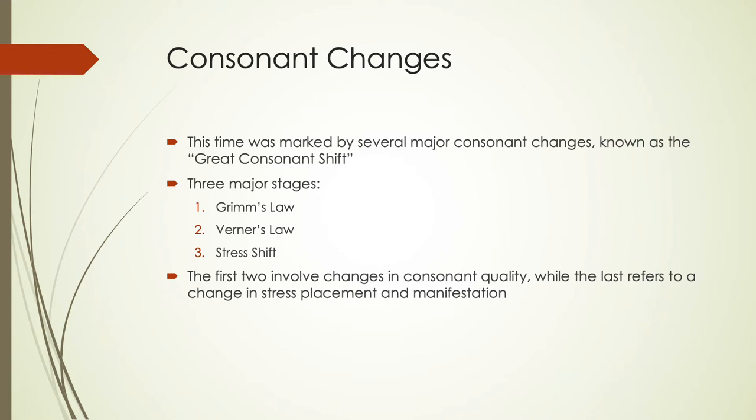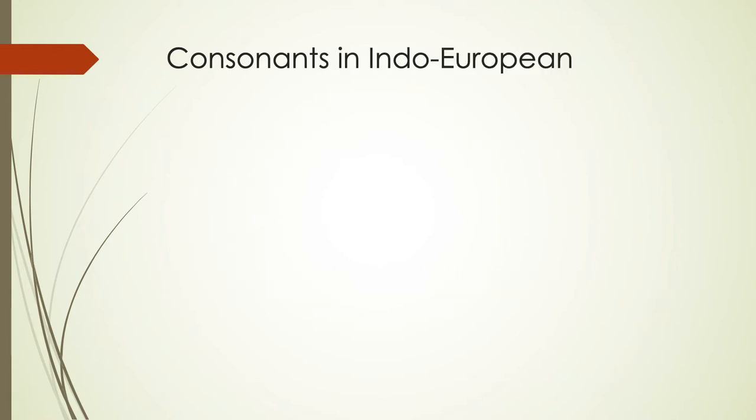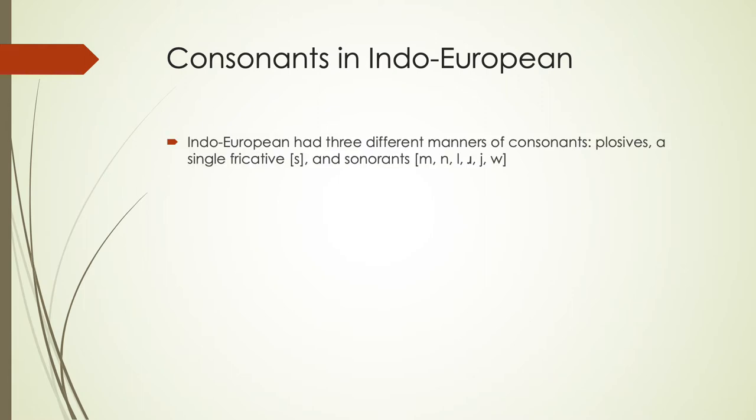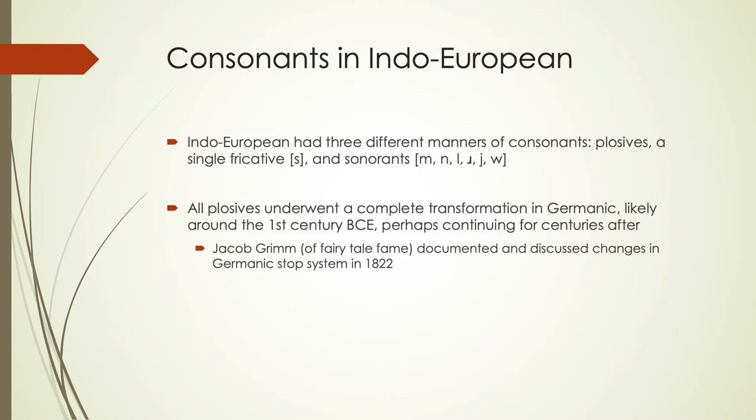So if we think about what the consonants would have been like in Indo-European before these changes, Indo-European had three different manners of consonants. They had plosives, there was a single fricative S, and then there was sonorants. And so some of these are nasal sounds, some of them are more like approximants, but there were just three sort of main distinctions in manner that were made in Indo-European. And all of the plosives are really what we're going to focus on here, as well as some cases of that fricative, where the plosives underwent a complete transformation into Germanic languages that didn't affect other Indo-European languages.